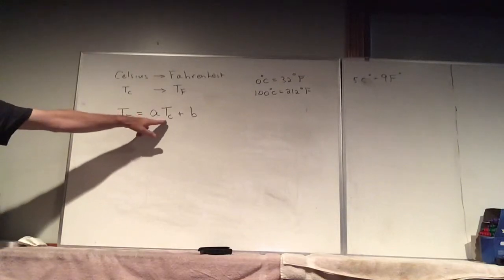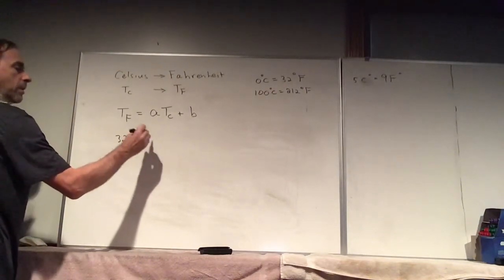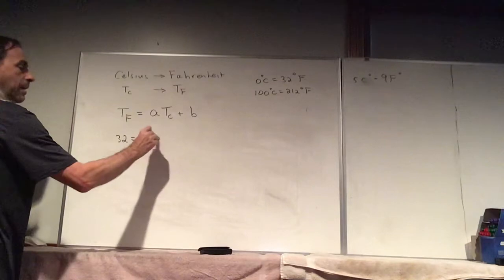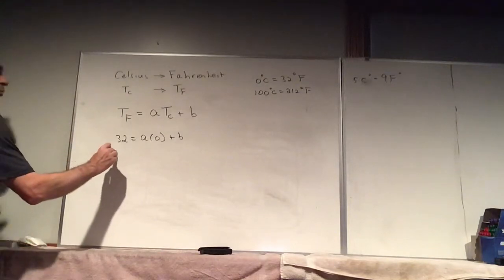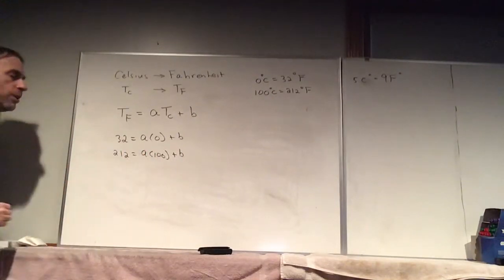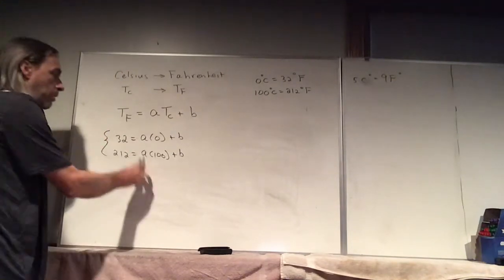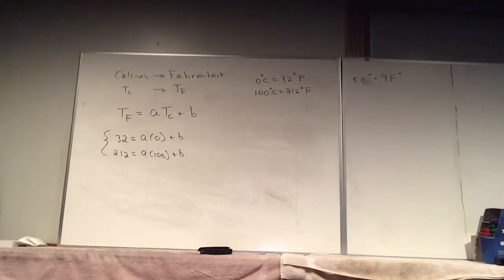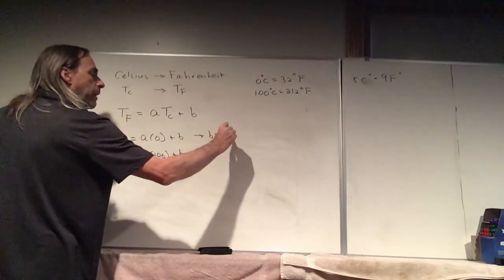So we plug in 0 on the Celsius scale and we get 32 on the Fahrenheit scale. So we know that 32 is equal to A times 0 plus B. And then if we plug in the other one, we know 212 degrees Fahrenheit is equal to 100 degrees Celsius. So we have these two equations with two unknowns. Our unknowns are A and B. So we want to find those. And it turns out this is a very easy system of equations to solve. Right off the bat, this A cancels out, and we can see that B is equal to 32.